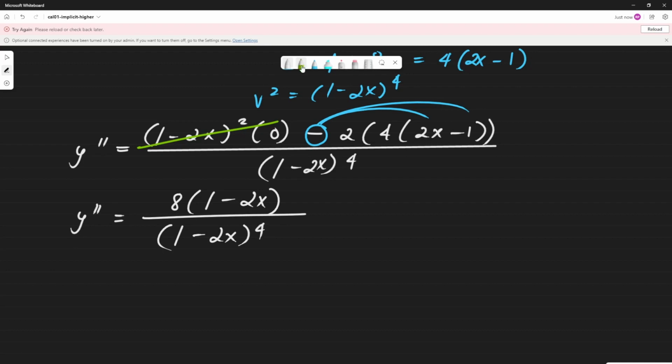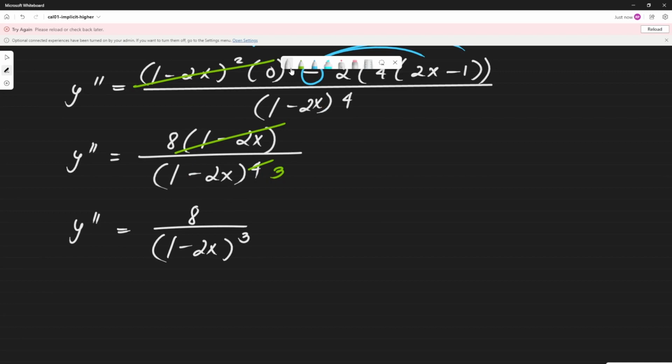Sir, may makakancel po ba? Yes. This will just become 3. Kasi 1 minus 2x, meron tayo both on the numerator and the denominator. So, we can cancel out 1 expression. Okay? Or kung 2 to, so 2 yung babawas. Pero since 1 lang naman, 1 lang. Okay, so we'll have our final answer. Y double prime is equal to 8 over 1 minus 2x quantity cube. This is our final answer. Okay? So, I hope you guys got it, no?